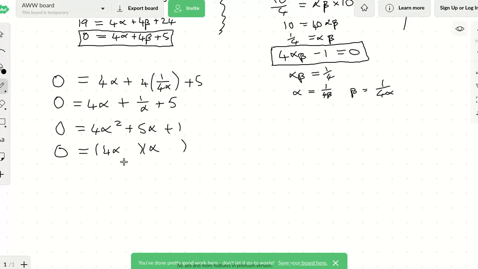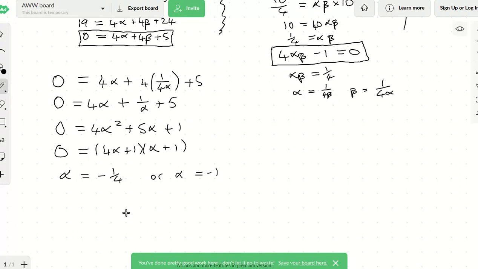That's my feeling. It's going to be 4 alpha and alpha. It could be 2 alpha and 2 alpha. I've probably got it wrong, but let's have a go. Here you'll see how bad I am at factorizing. Plus 1 and plus 1. Oh, look, I've done it the first time. Well, maybe I'm not that bad. So alpha equals minus a quarter, or alpha equals minus 1.